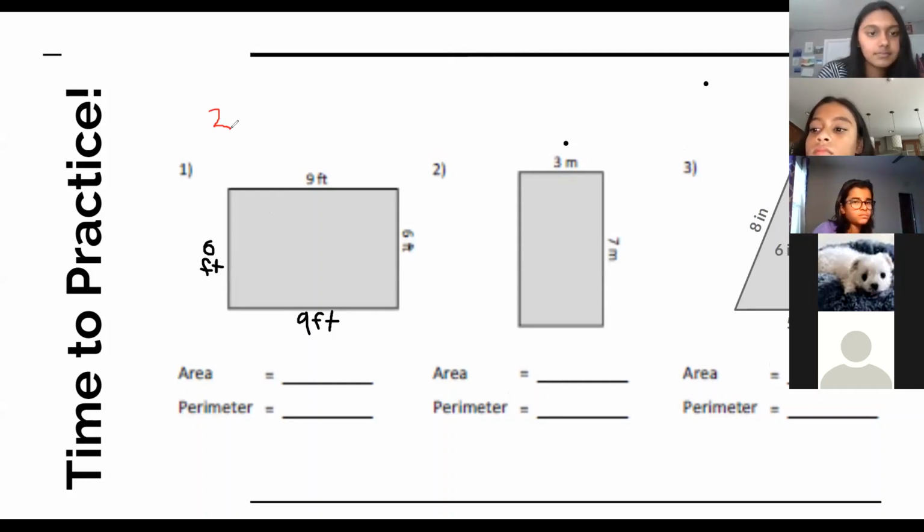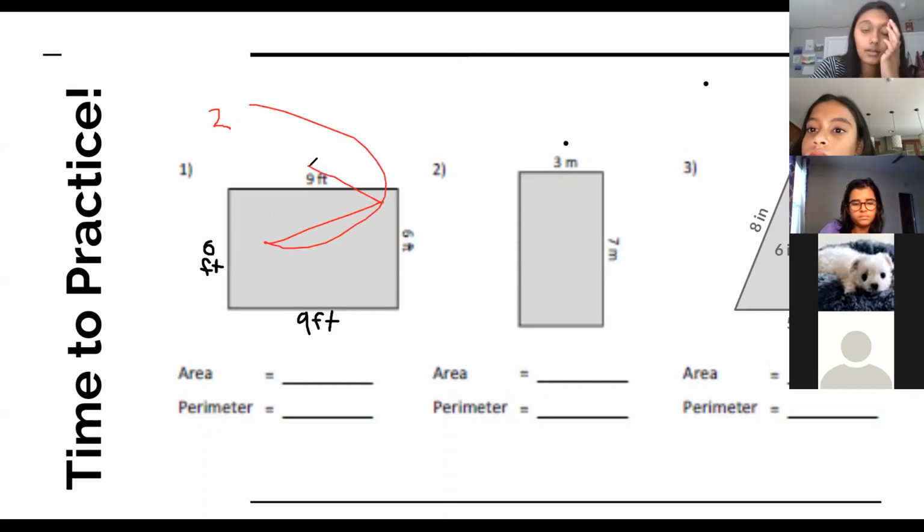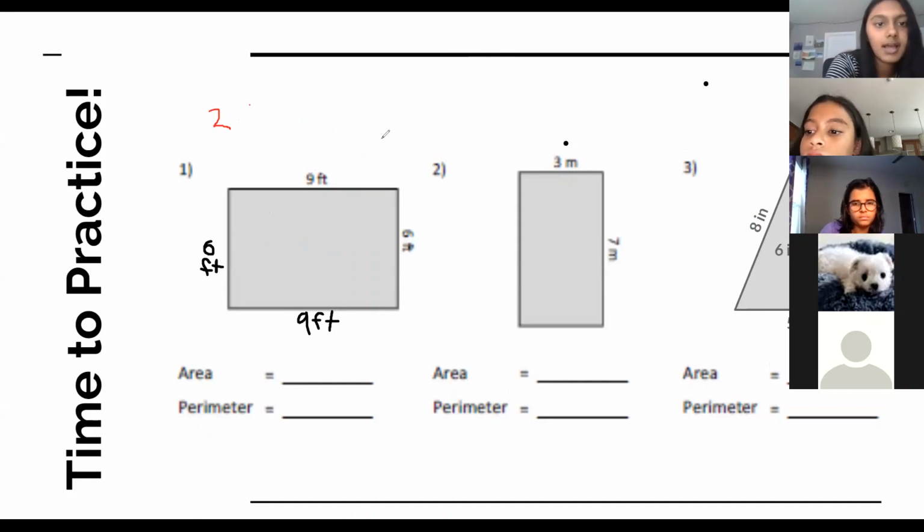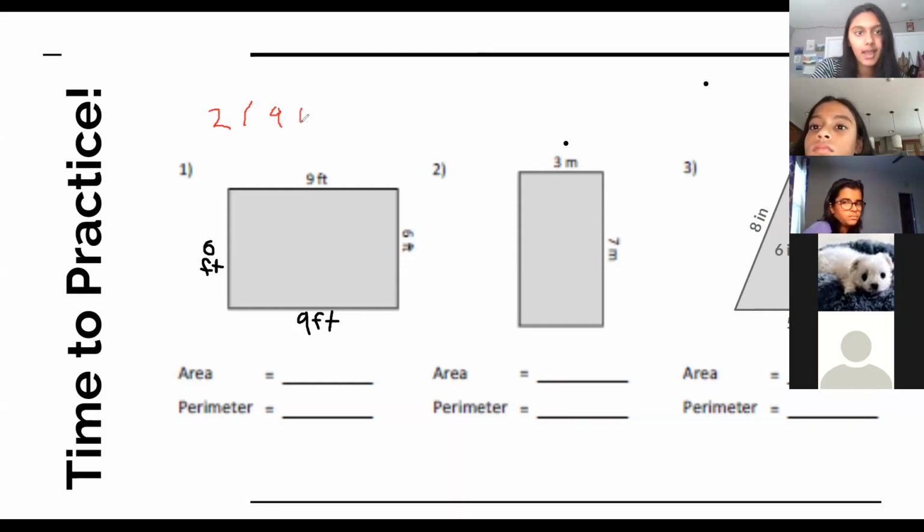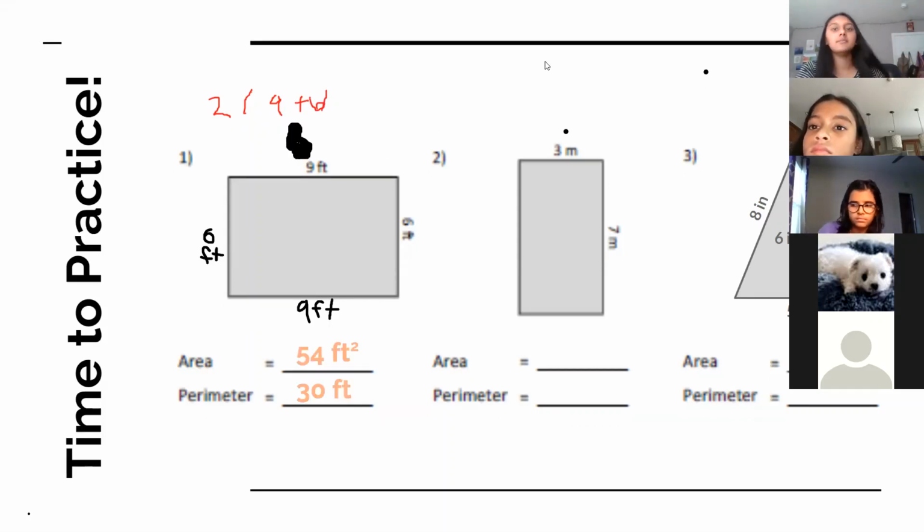The perimeter is 30. Okay, so 2 times, why is that not working? That's strange. Okay, 2 times 9 plus 6, yep. So 9 plus 6 is going to be 15, and then times 2. So yeah, you were right. It is 30. Okay, so now let's go to the next one.